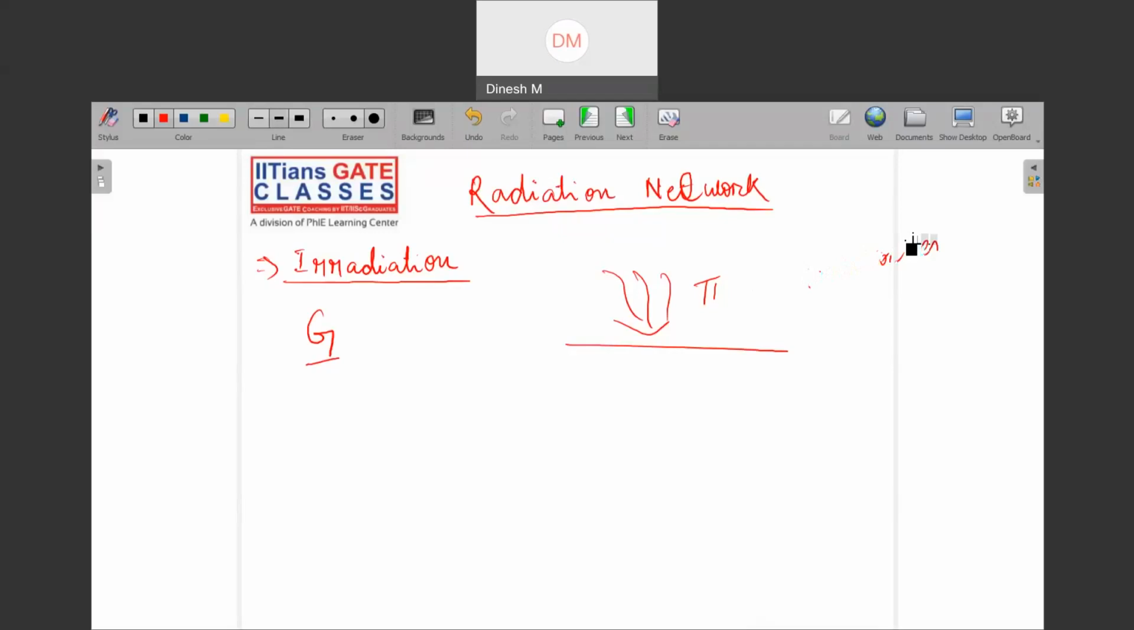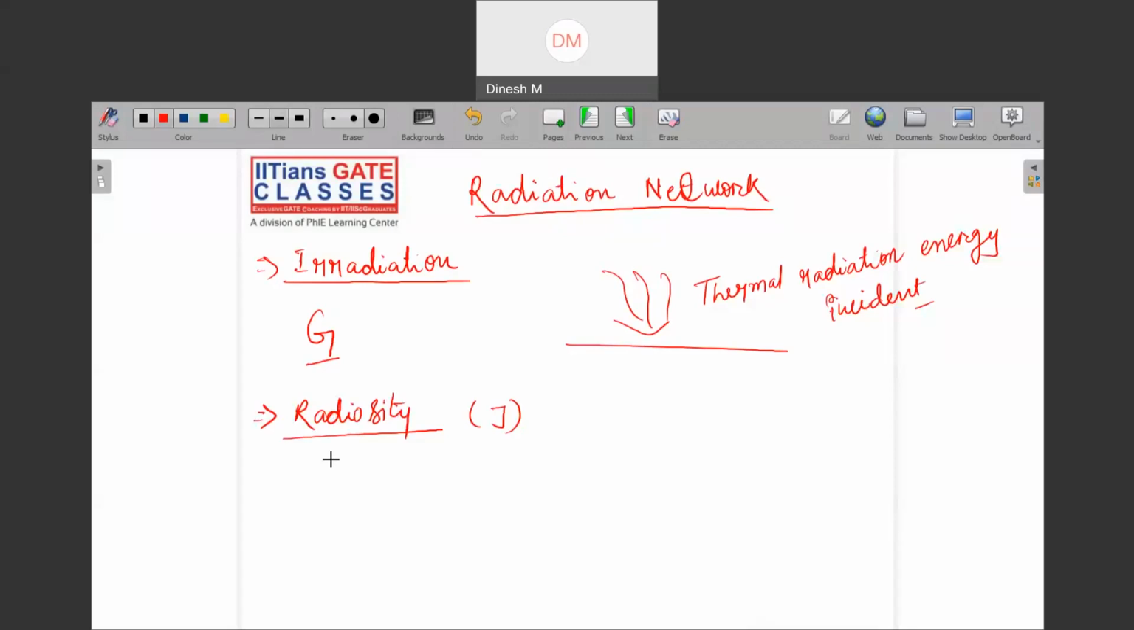Radiosity is denoted by J. So what is radiosity? It is the total radiation energy leaving the surface per unit time and per unit area. So this is the radiation energy which is leaving the surface per unit time, per unit area. So what will be this J value? J will be considering two parts. One is that which you have emitted, plus the second is that which you have reflected, right?